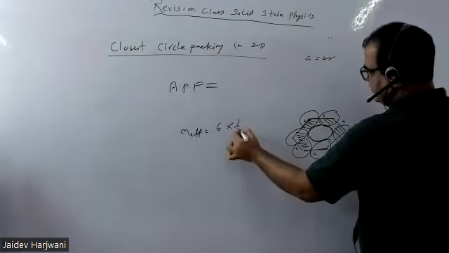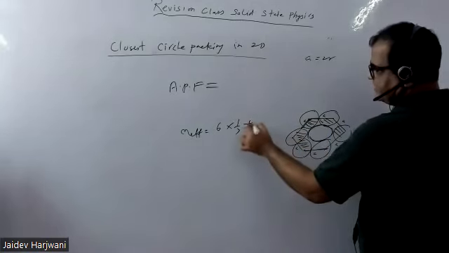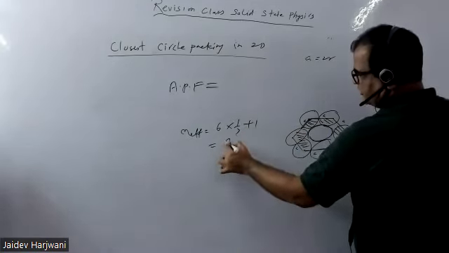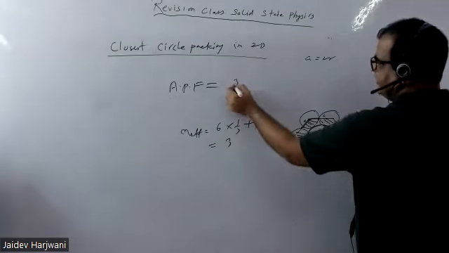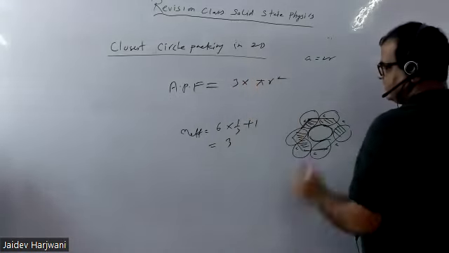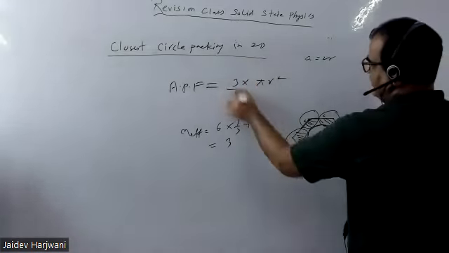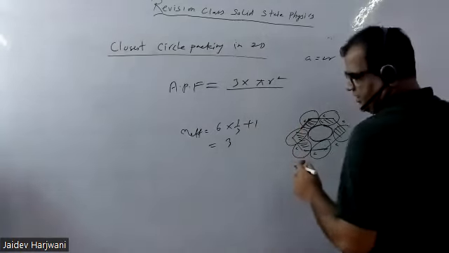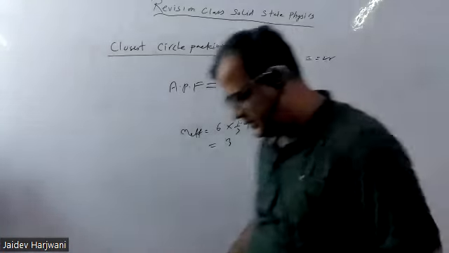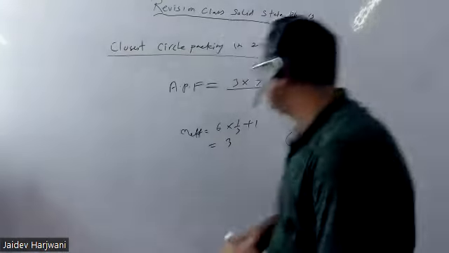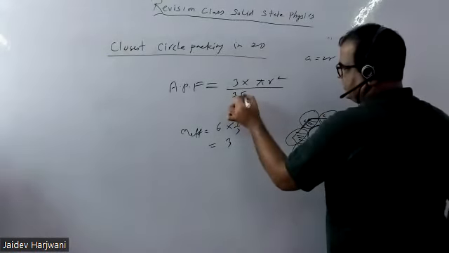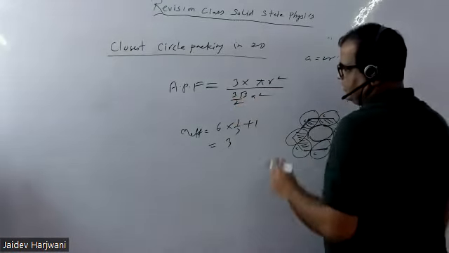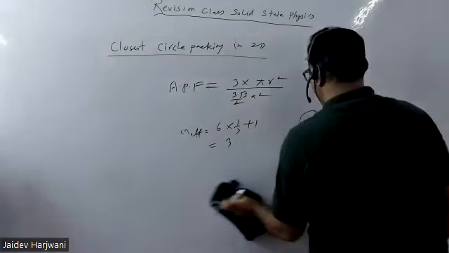So it's 1/3 plus 1 at the center, so this will become total 3. You have to write 3 pi r square, the area of the circle, and the area of a hexagon of side a. What is the area of a hexagon of side a? 3√3/2 a square. Very good.